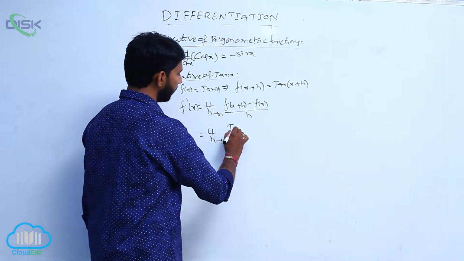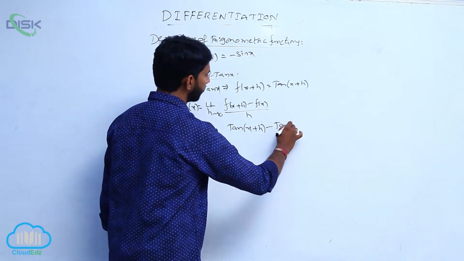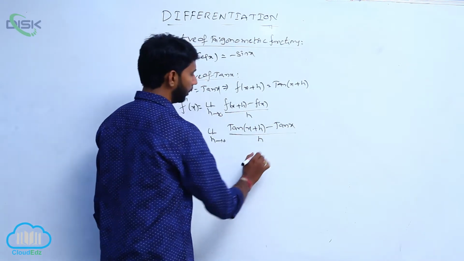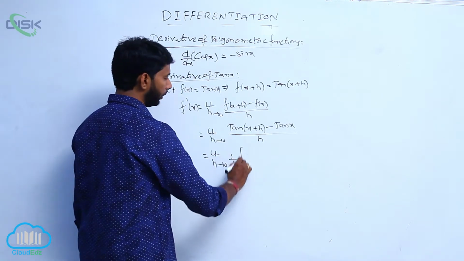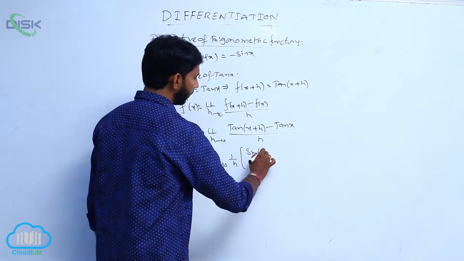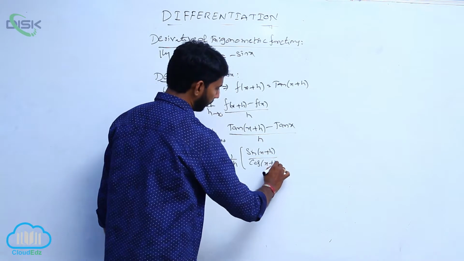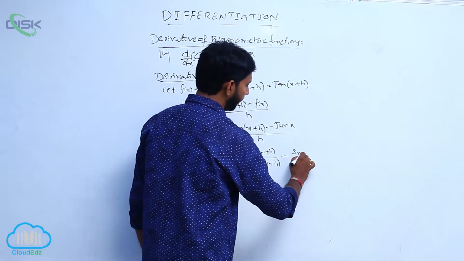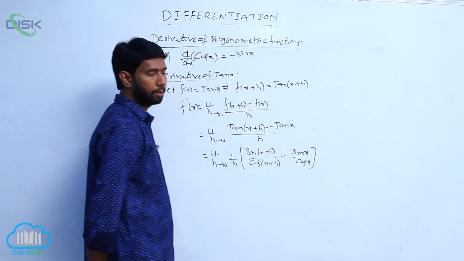Here f of x plus h is tan of x plus h minus tan x by h. The tan x is converted in terms of sin and cos, that is 1 by h of sin of (x plus h) by cos of (x plus h) minus sin x by cos x.